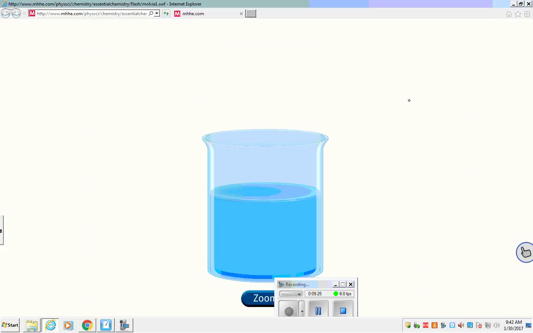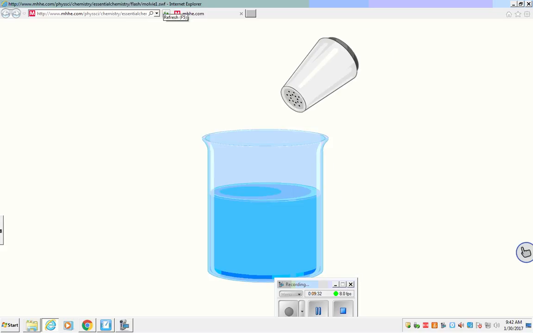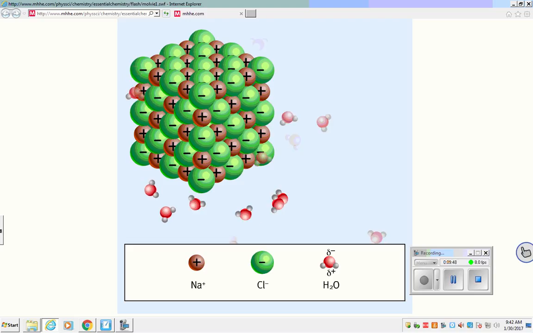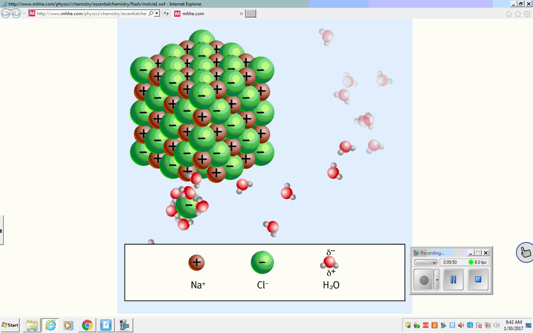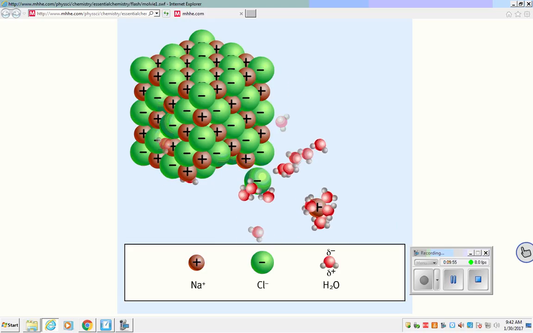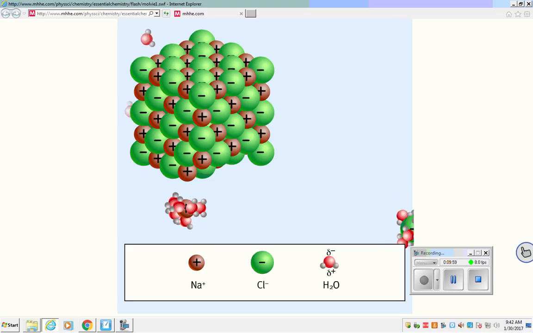So in this animation, what we're going to see is we are going to shake some salt into a beaker. So we're shaking just regular old NaCl into this beaker. We're going to zoom into the molecular level after we stir this around a little bit. So as we zoom into the molecular level, what we're seeing now is that crystal with the positive Nas and the negative Cls, and the water molecules are pulling them away. It really does actually take a few water molecules to pull each of these ions off of the crystal.